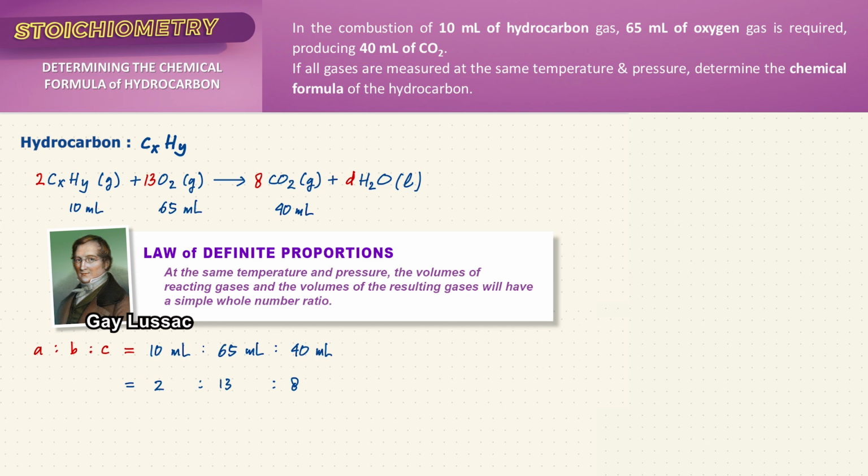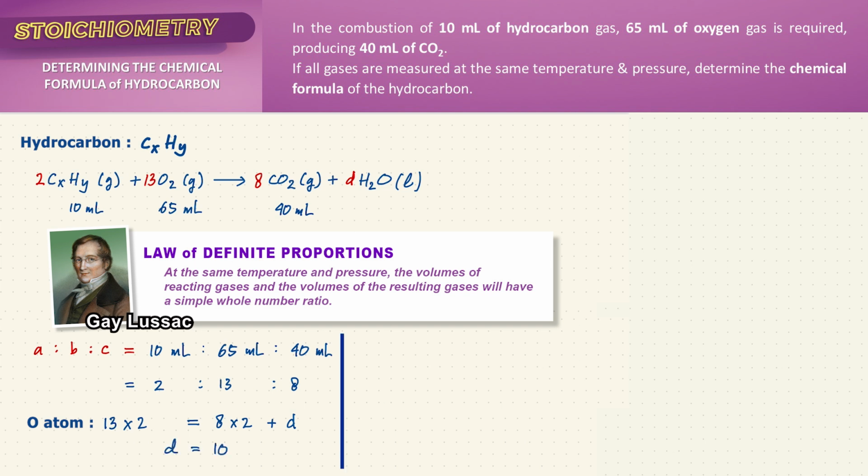To find D, we will balance the number of atoms from each element. We will start with oxygen. On the left side, we have 13 times 2 oxygen atoms. And on the right side, we have 8 times 2 plus D oxygen atoms. Solving this, we get D equals 10.